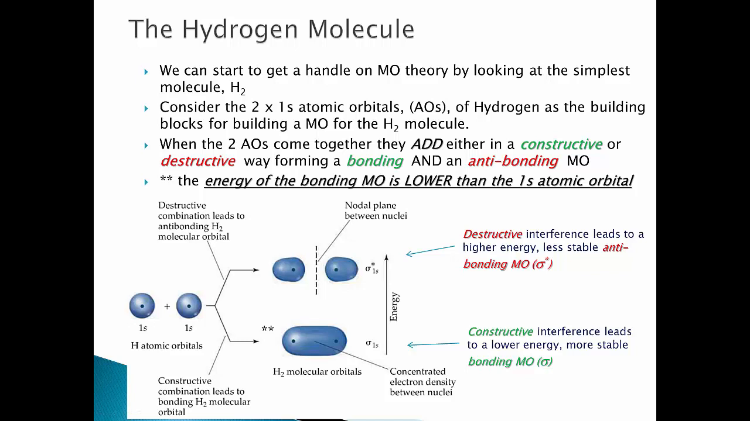When we have the combination of those 2 atomic orbitals, we also have what we call destructive interference, and this leads to a higher energy. Looking at our energy chart, it's higher than the original 1s, and it's therefore less stable. We call this the anti-bonding molecular orbital. And we have a nodal plane between the nuclei, so there are no electrons in between, whereas in the bonding orbital we have a high concentration of electron density between the two nuclei.